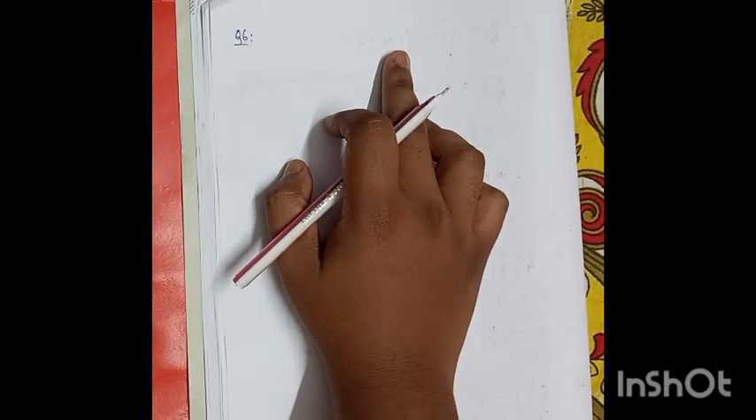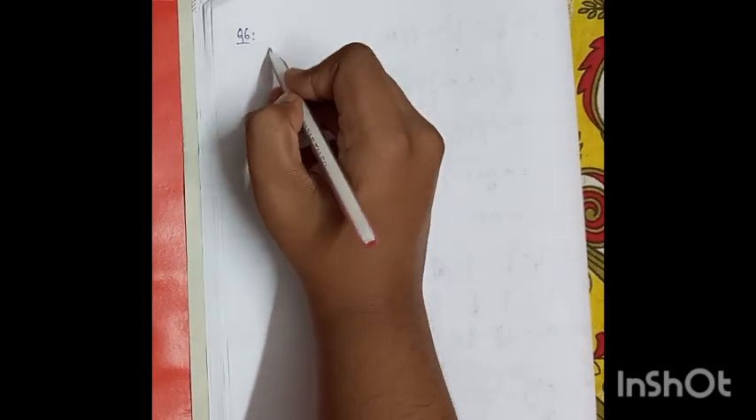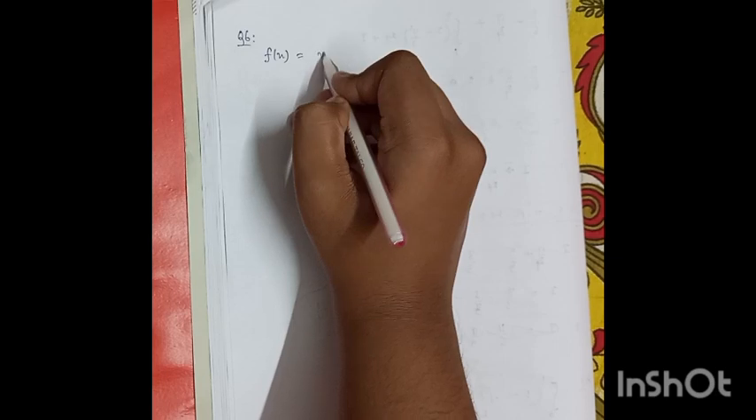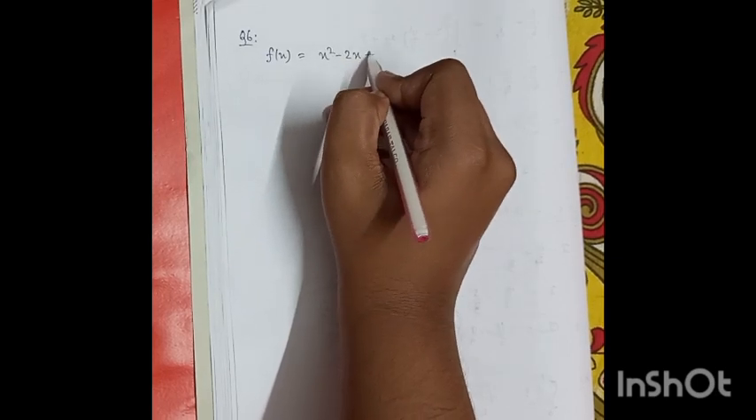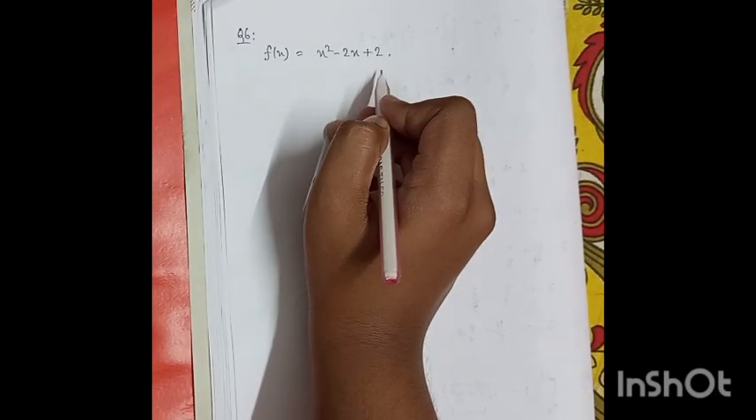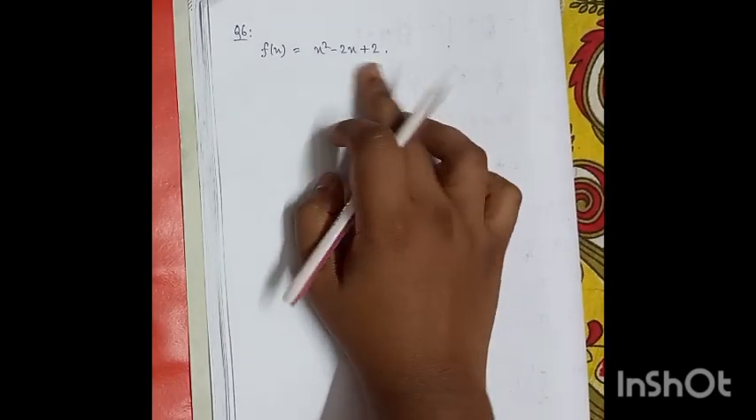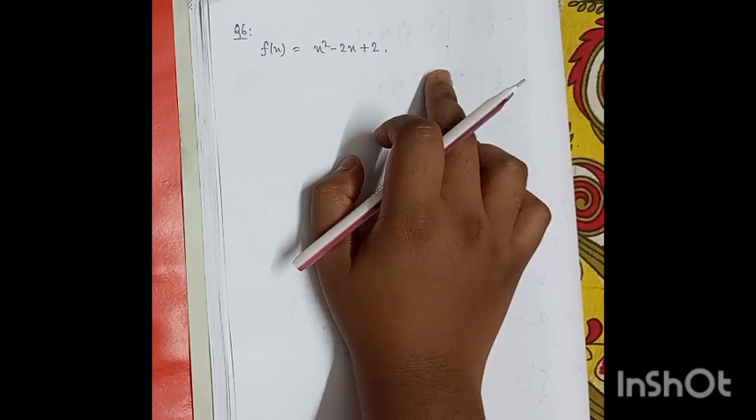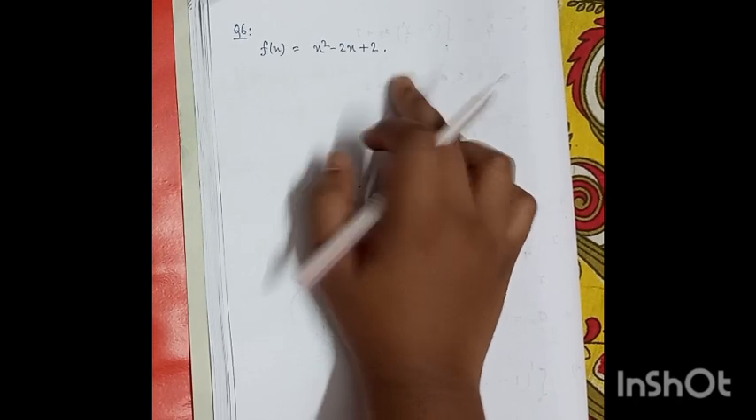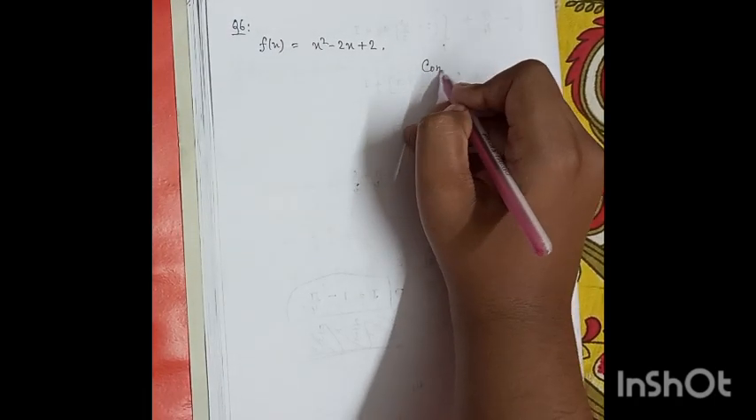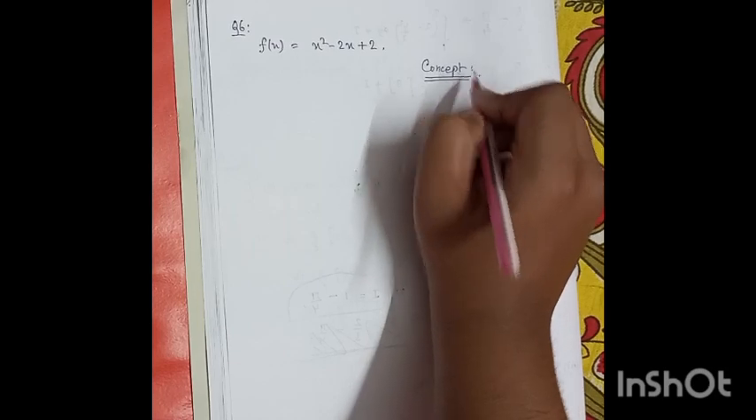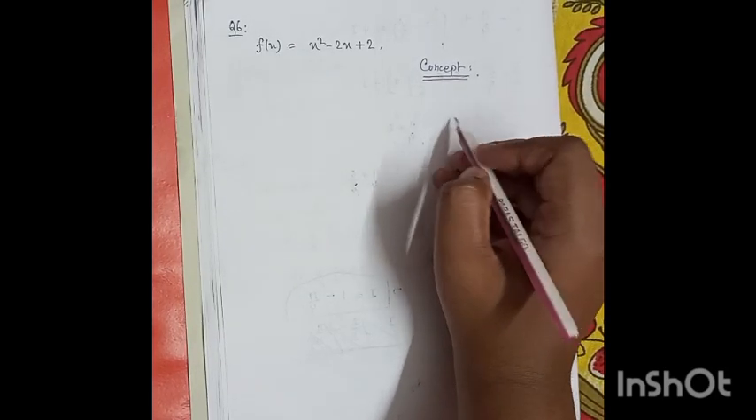So in question 6 we are given a function f(x) equal to x square minus 2x plus 2, and we are to calculate the area bounded by this function and its inverse. So we know the concept behind this question.